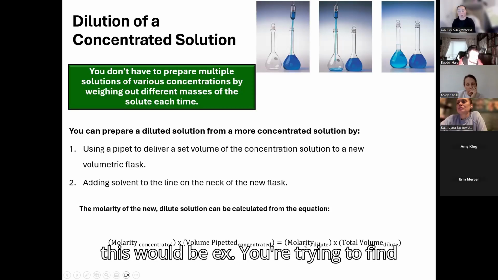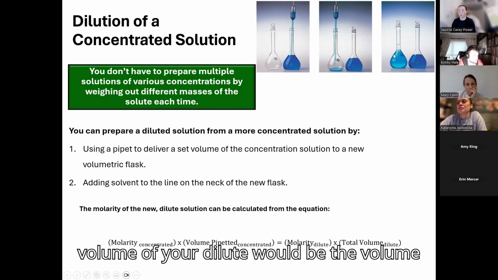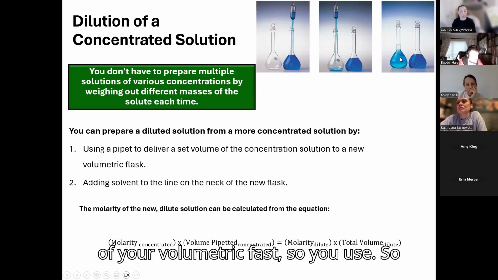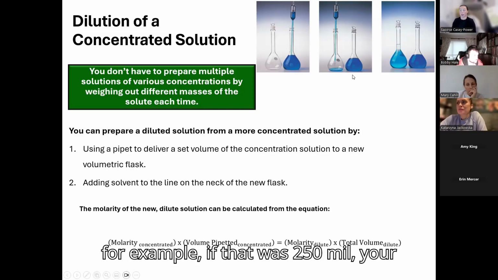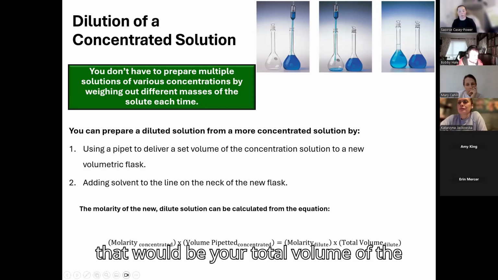So normally this would be X, you're trying to find what that is, and then the total volume of your dilute would be the volume of your volumetric flask that you used. So for example, if that was 250 ml, your new solution is made up to 250 ml, so that would be your total volume of the dilute.